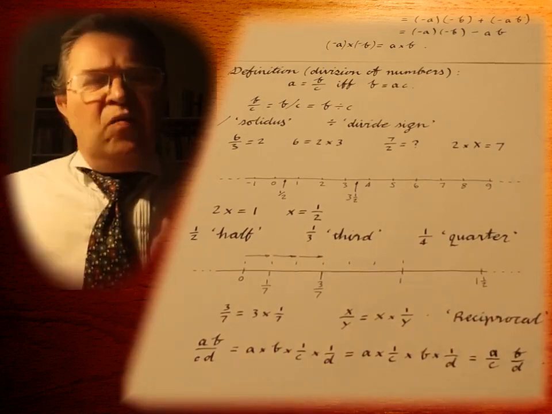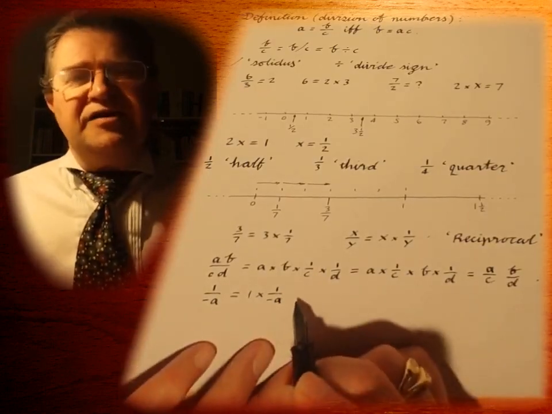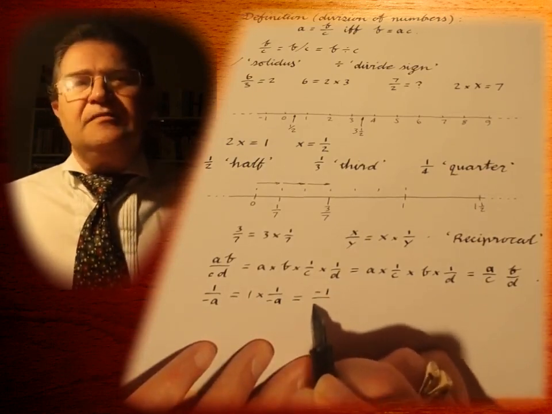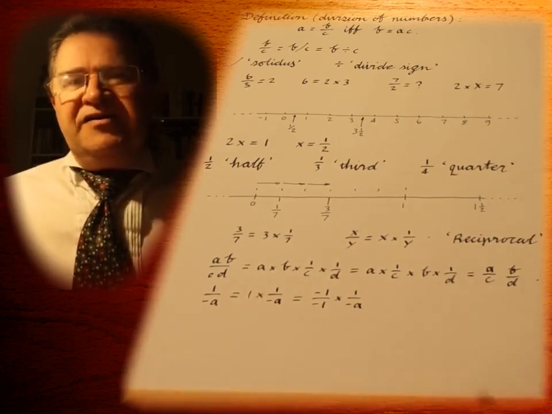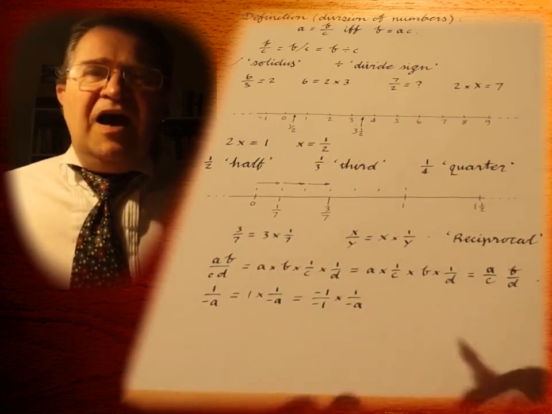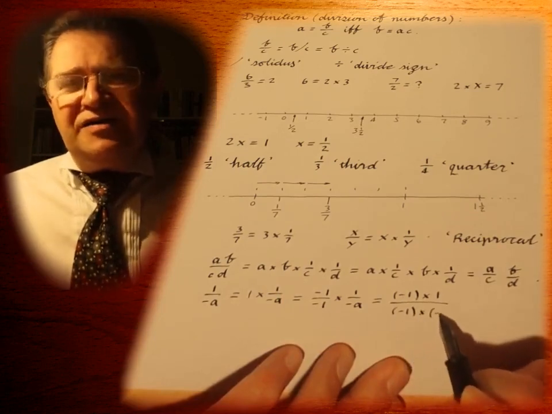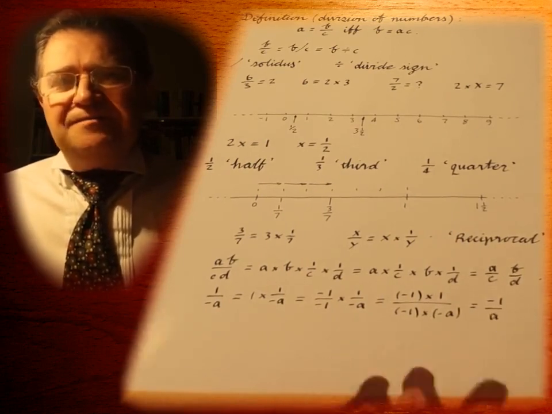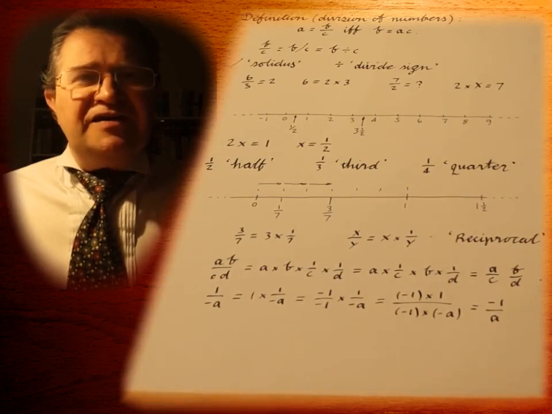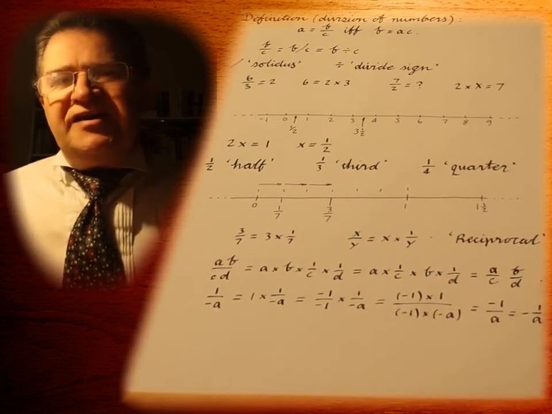This informs us that 1 over minus A is 1 times 1 over minus A, because 1 times anything just leaves itself unchanged. And that's minus 1 over minus 1 times 1 over minus A, because anything divided by itself is just 1. And that is minus 1 times 1 divided by minus 1 times minus A, which is just minus 1 divided by plus A. This shows us that divisions involving negatives work the same way that multiplication does. Those involving a positive and a negative produce a negative answer, and those with 2 negatives produce a positive answer.